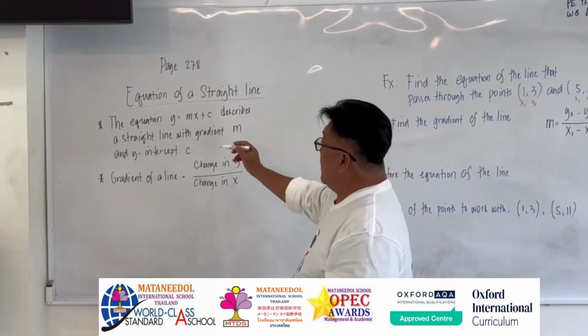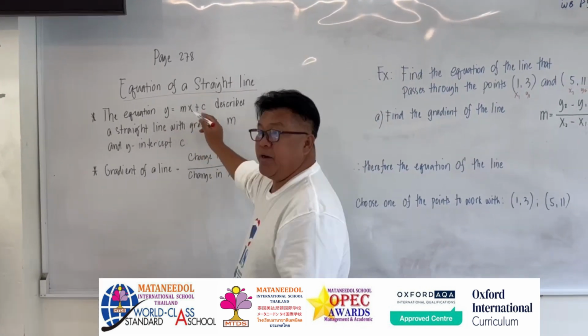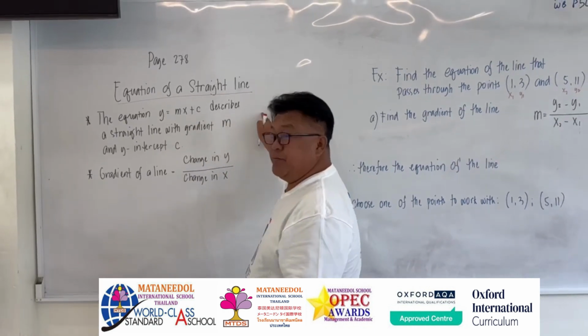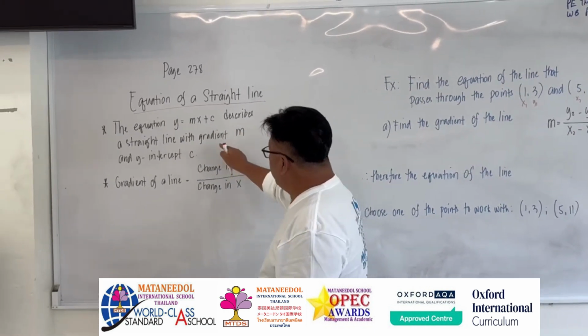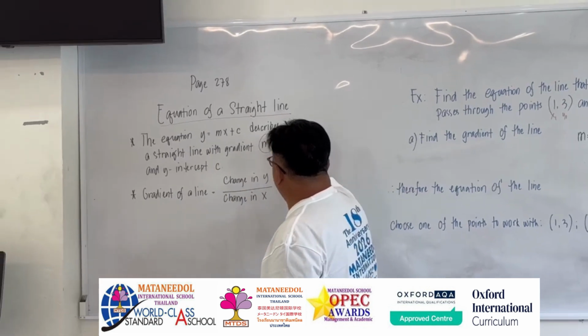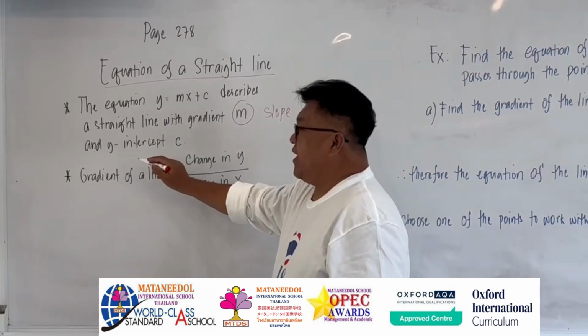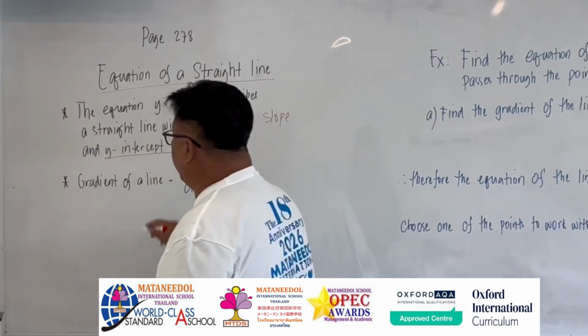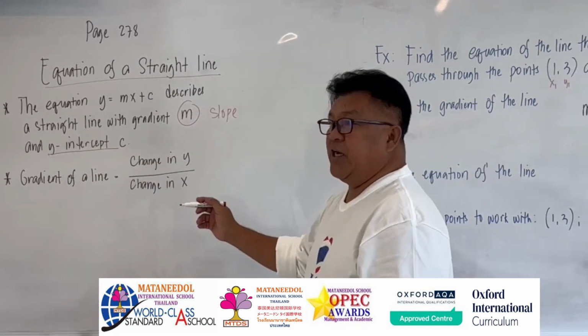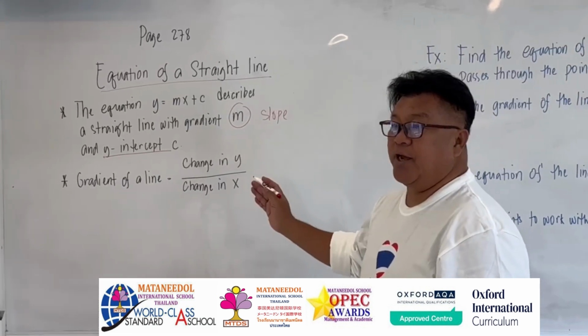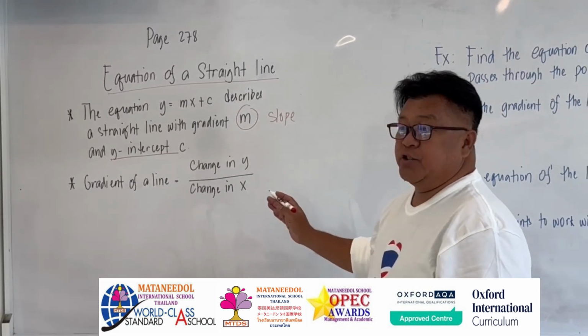And we're using this equation, y is equal to mx plus c, which describes a straight line with gradient m, where m here is the slope and y-intercept c. Therefore, the gradient of a line is equal to the change in y over the change in x.